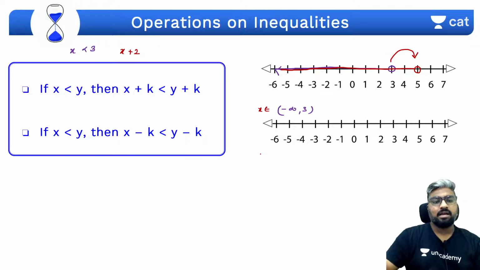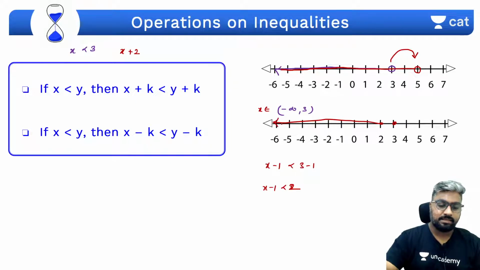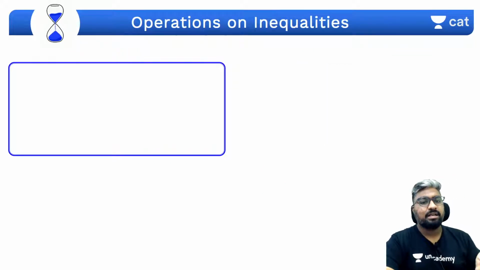Let's say x is less than 3. If I subtract 1 from both sides, what will happen? x minus 1 will be less than 3 minus 1, that is, x minus 1 will be less than 2. Understood? Earlier it was at 3, now it has come to 2. It will move one step. So addition or subtraction is open.